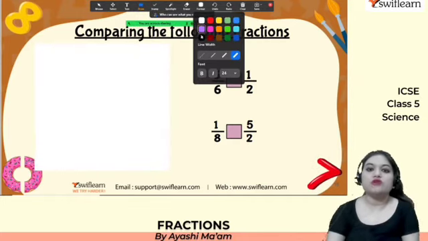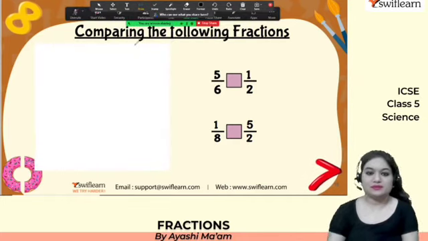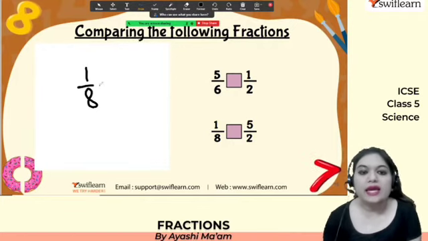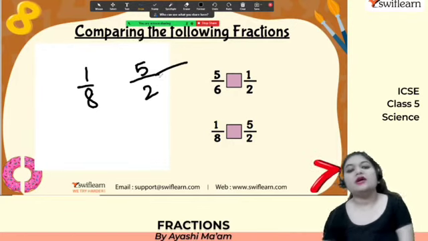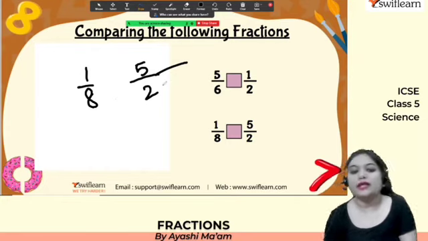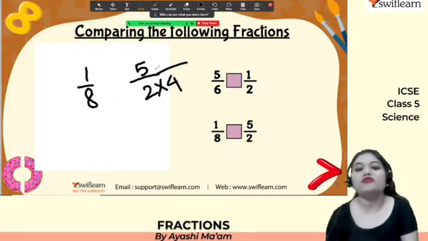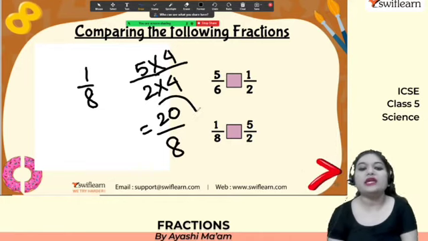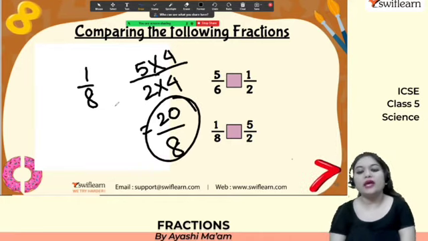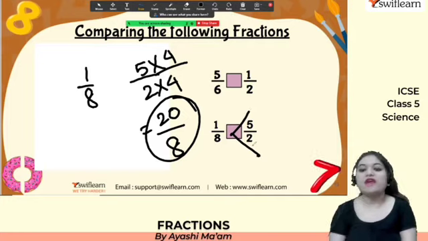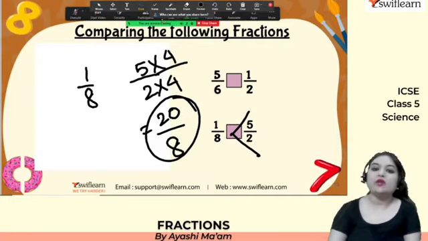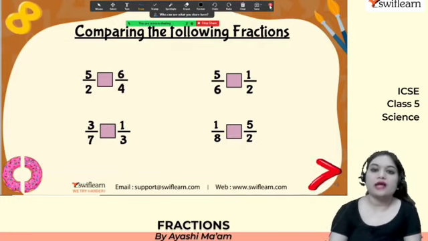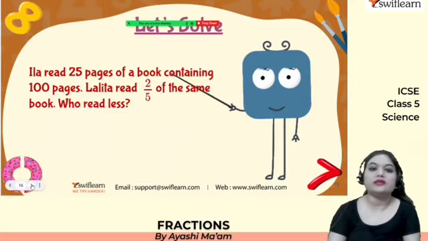Let's come to the fourth one now. 1 by 8 and 5 by 2. See, here you can easily turn this 2 into 8. How? By simply multiplying 2 by 4 and 5 also by 4. So you will get 20 by 8, and definitely 20 by 8 is greater than 1 by 8. That means that 5 by 2 will be greater than 1 by 8. And here you have your answer. Okay, that's how we compared the fractions.